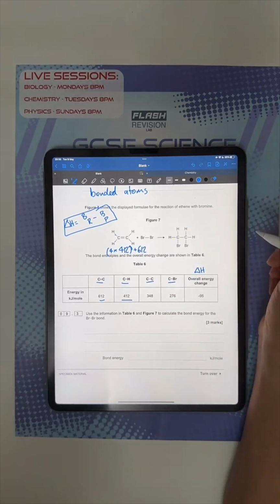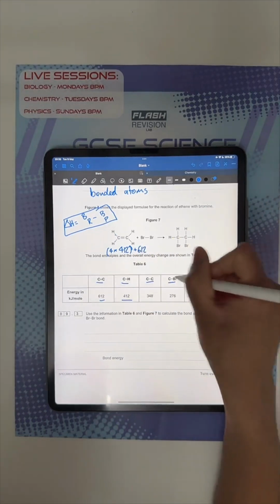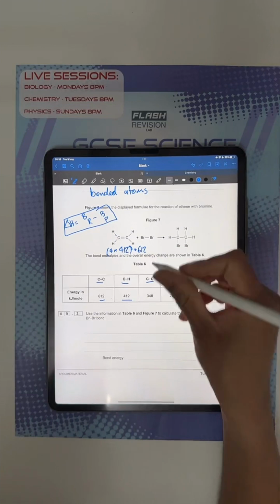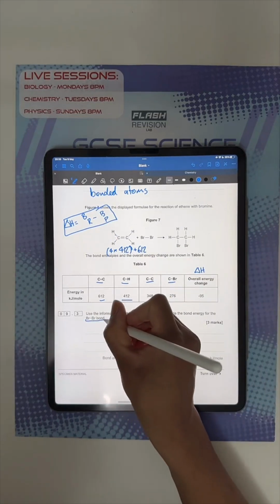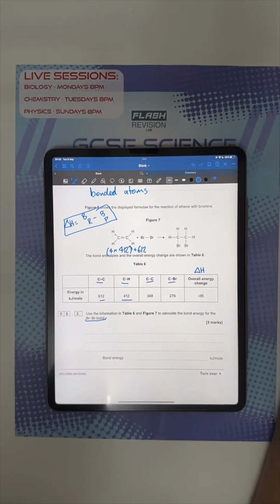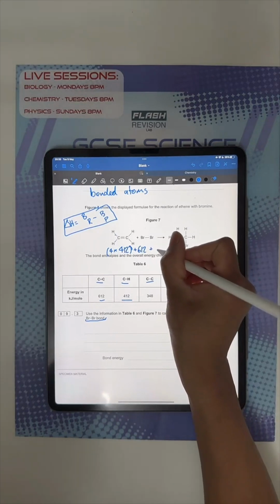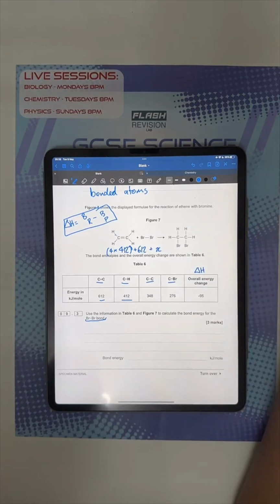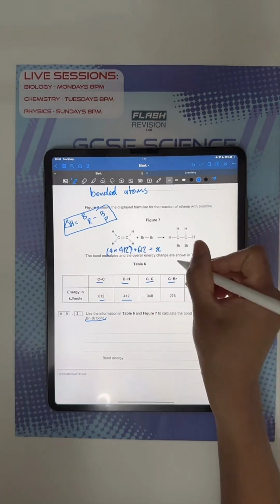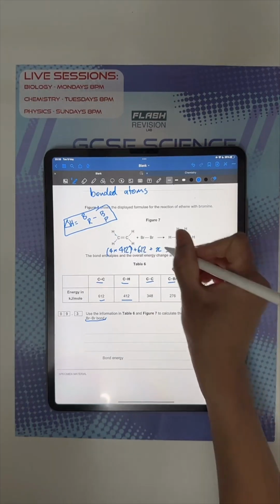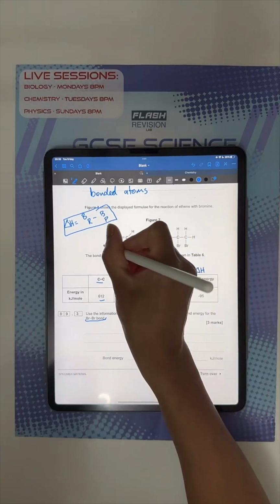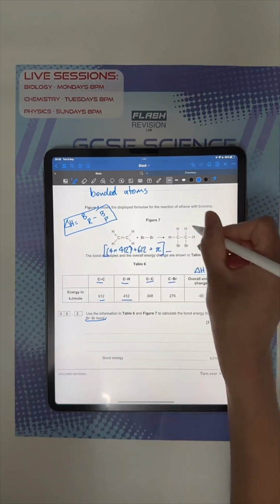Plus Br to Br. We don't have Br to Br because Br to Br is what we're trying to find out. That's our X, for example. That's what we're trying to find out. Minus, so all of this minus everything here.